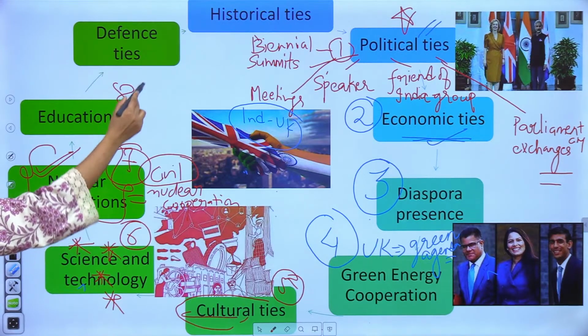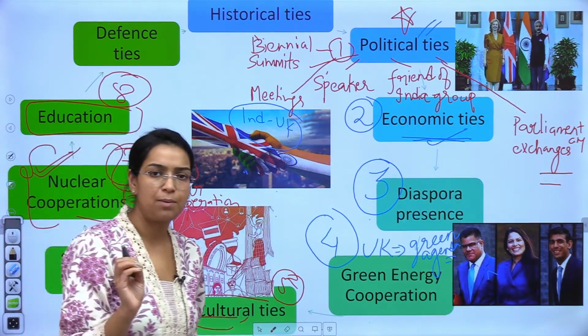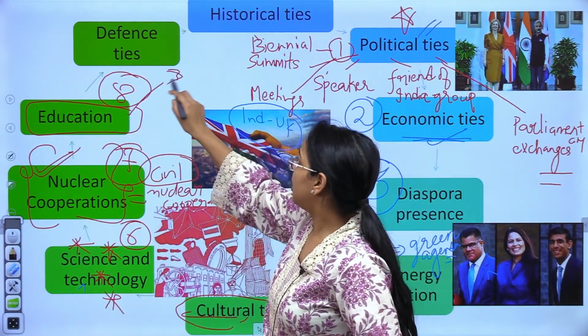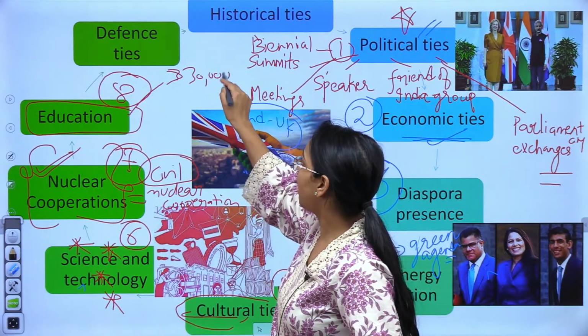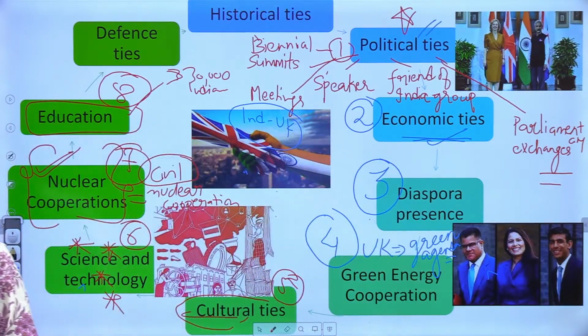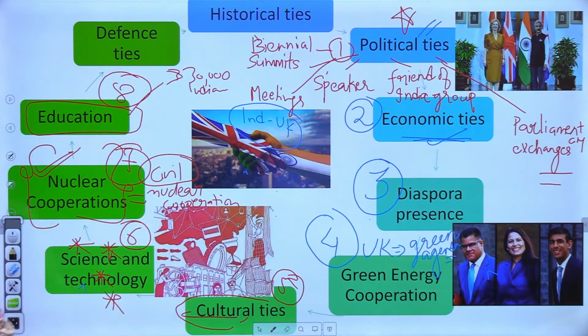Then the next area of cooperation is education sector. Education sector is a very important area where the two countries are collaborating. You see, more than 30,000 Indian students are already studying in UK, right, in various sectors, in various universities, medical, non-medical, arts, commerce, everywhere you see number of Indian students present in UK, right. That is why India and UK, they have also established India UK Education and Research Initiative.